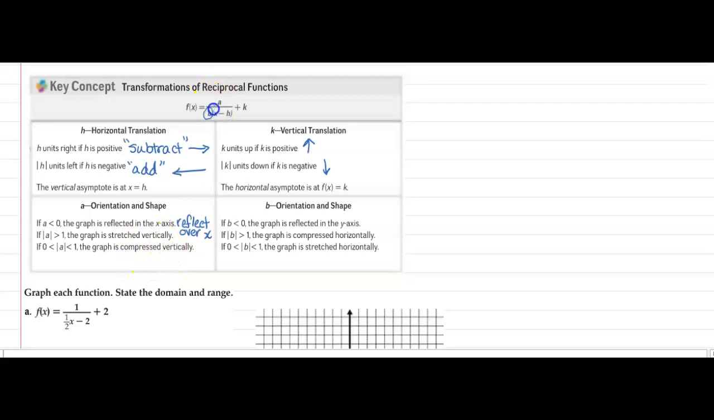Looking at this value in the denominator, the b value, if we have a number that's greater than 1, it's going to compress horizontally. And if we have a fractional number between 0 and 1, it's going to stretch horizontally.